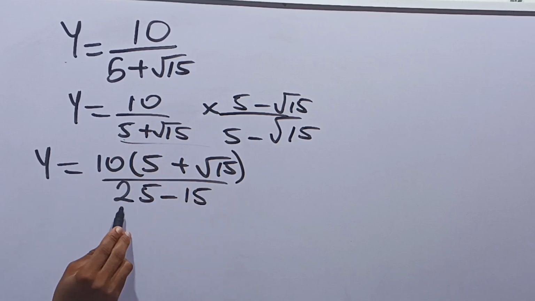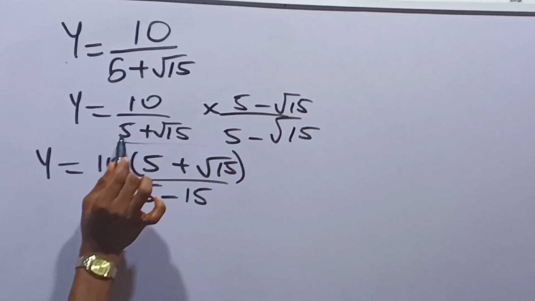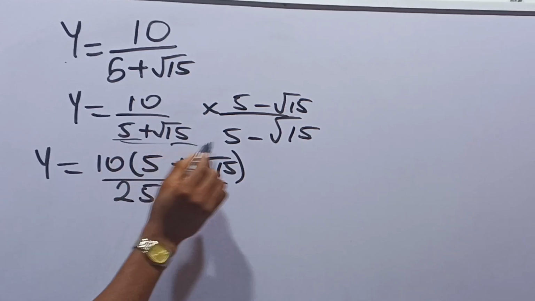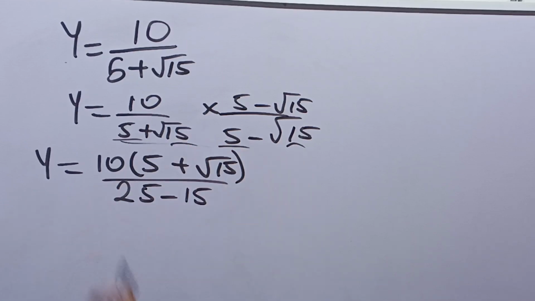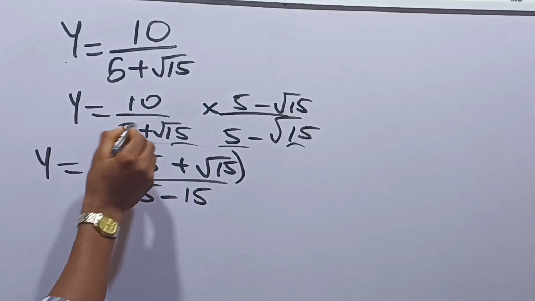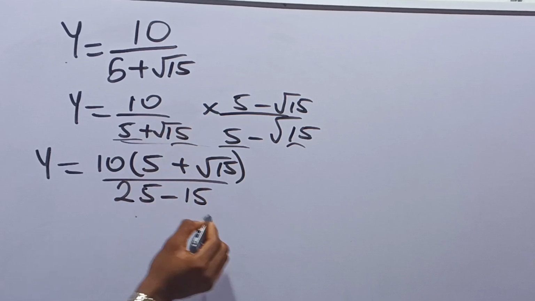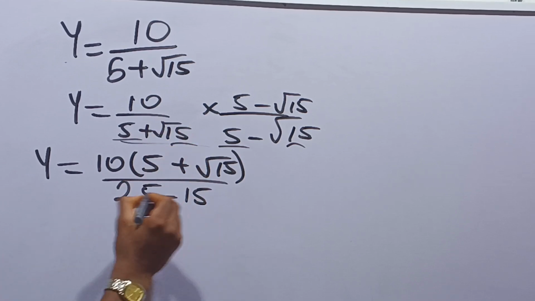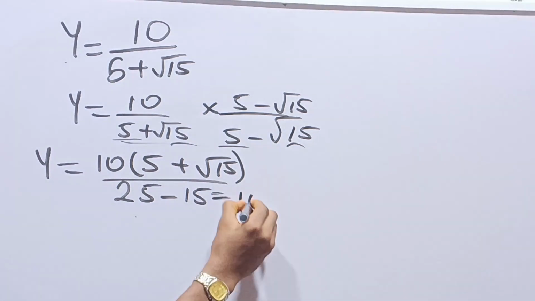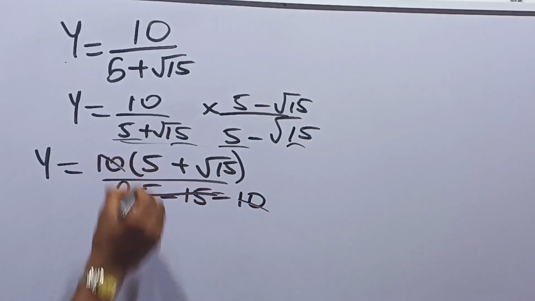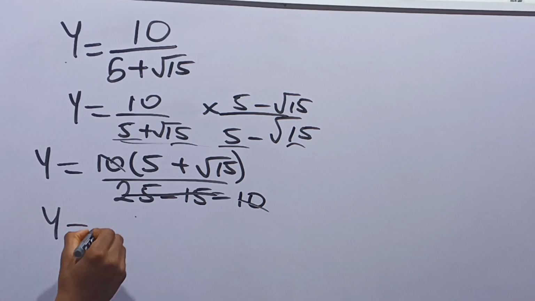Now you ask me why I did this. The reason is that this is in the form of the difference of two squares. If you look at this and this, it's the same as this and this. The only difference is the sign in the middle, and this follows the law of difference of two squares. We take one of these and square it, take the other and square it, and put a minus between them. That's why it's called difference of two squares. Now 25 minus 15 is 10, so this is 10. The 10 in the denominator can cancel the 10 in the numerator, so we have that y is equal to 5.